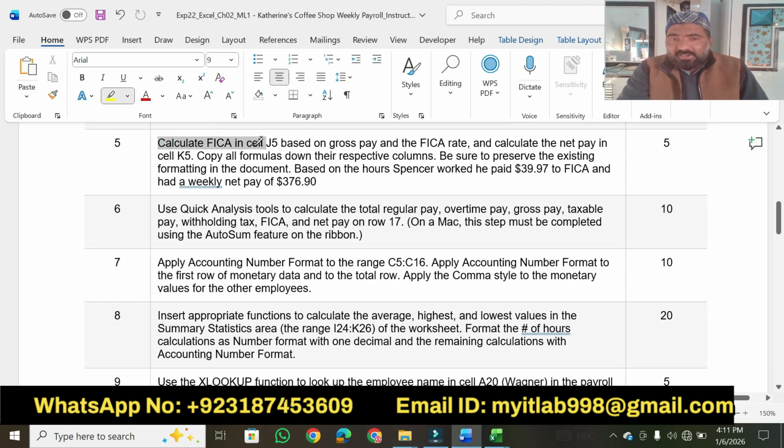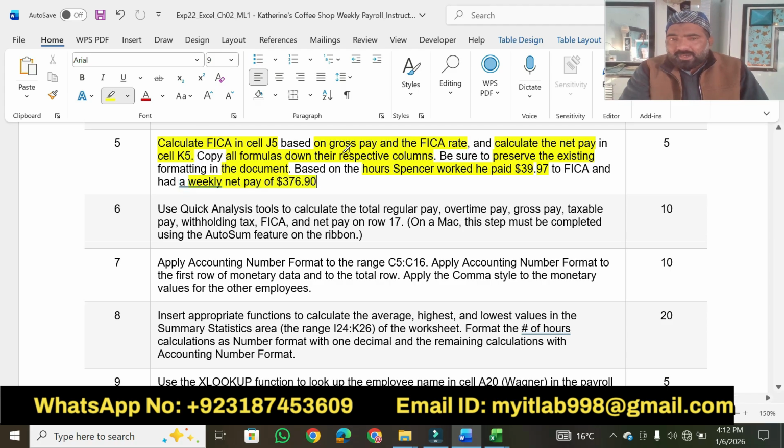Calculate FICA in cell G5 based on gross pay and FICA rate, and calculate net pay in K5. Then copy all formulas down to their respective columns. Be sure to preserve existing formatting in document. Okay, based on hourly sponsor work, he paid 39.97 to FICA, and a weekly net pay this one.